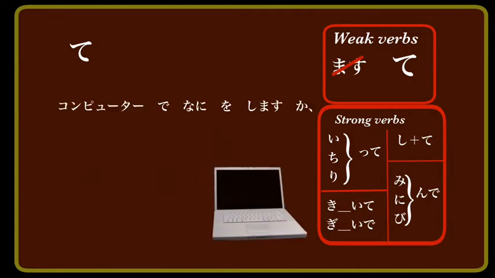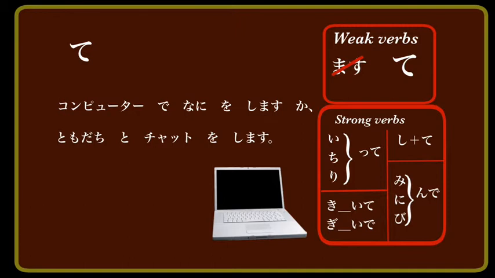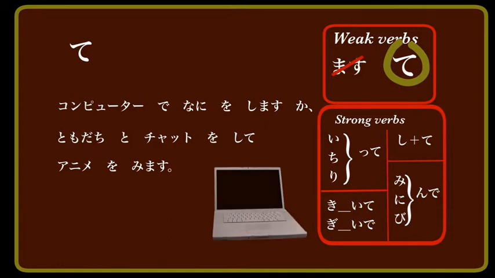A friend might ask you, コンピューターで何をしますか? What do you do on the computer? You might like to answer with two ideas. 友達とチャットをします. I chat with my friends. アニメを見ます. I watch animation. します is a weak verb, so our combined sentence becomes 友達とチャットしてアニメを見ます. I chat with my friends and I watch anime, the Japanese word they use for animation.